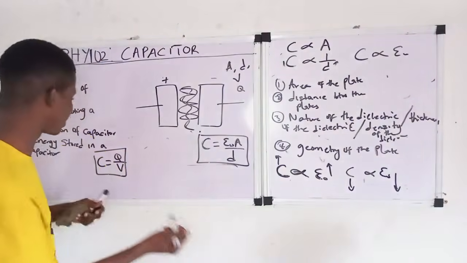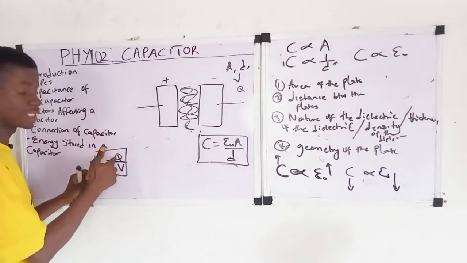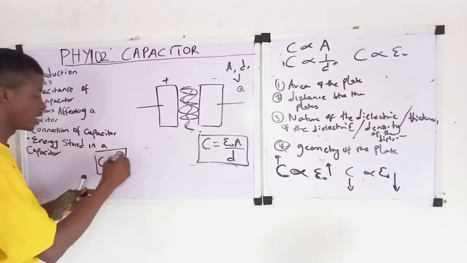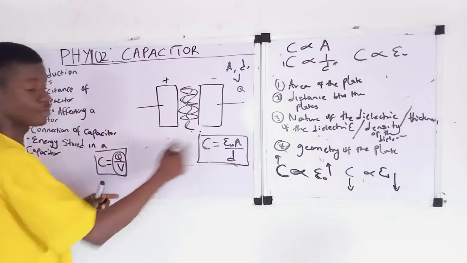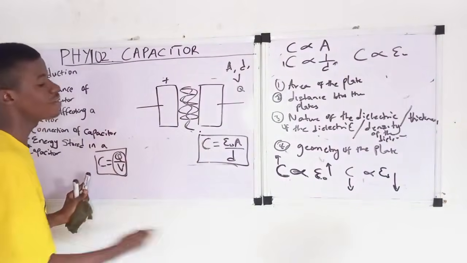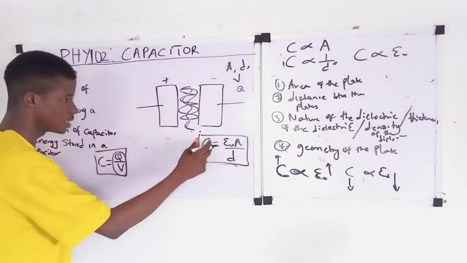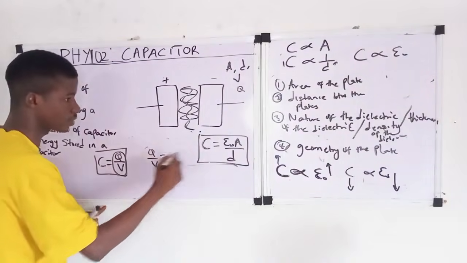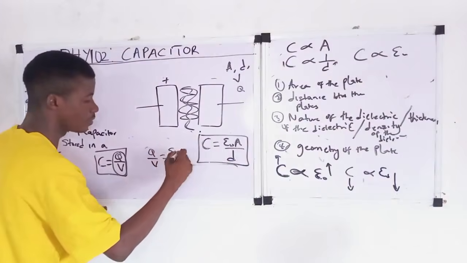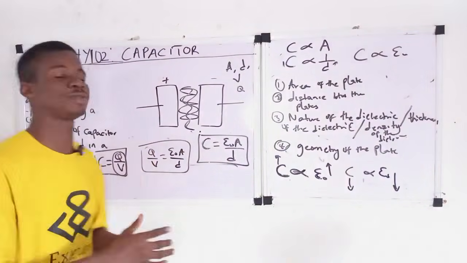It's very easy. If you look at this first formula, capacitance is equal to what? Charge over volt. So that tells us that charge over volt is equal to C, right? Wherever we see C, we'll put charge over volt. So C here, which is charge over volt, is equal to E naught A over D. So this is another formula, and you can use this as well.